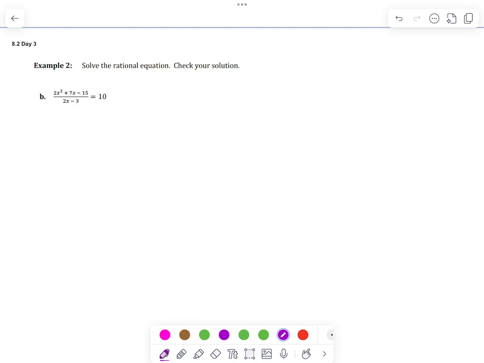All right, here's our next one. This numerator here, we have to factor by the diamond in the box. So our diamond we set up as 2 times negative 15 is negative 30. Bottom of the diamond is our b, 7. So we say, what are the factors of negative 30 that add to 7, which are positive 10 and negative 3. Then we go to our box.